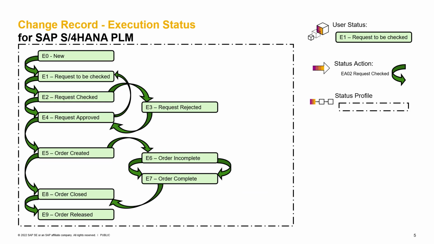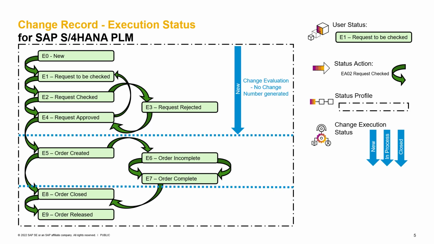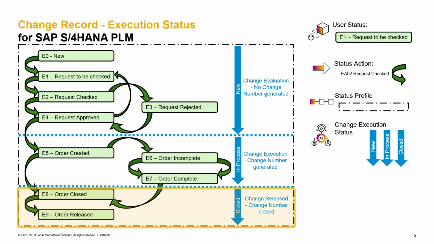Next, I will show you how the execution status stands in relation to the status network. In general, you can say that the execution status is dependent on the status of the change number in your business processes. So once no change number has been generated in the change record, we are in the change evaluation phase. This means that the execution status is new. Once the change number has been created and is active, so the change is executed, then the execution status can be switched to in process. If a change number gets closed from the change record, then the execution status can be switched to closed.